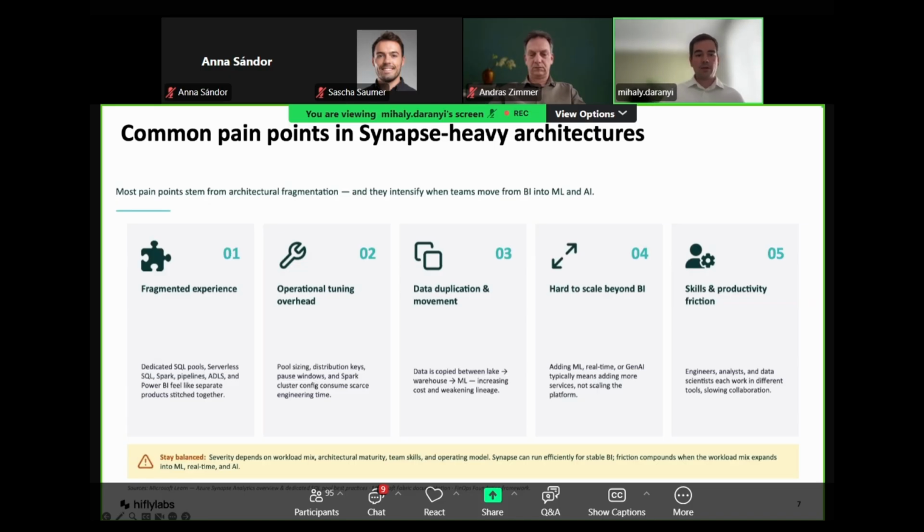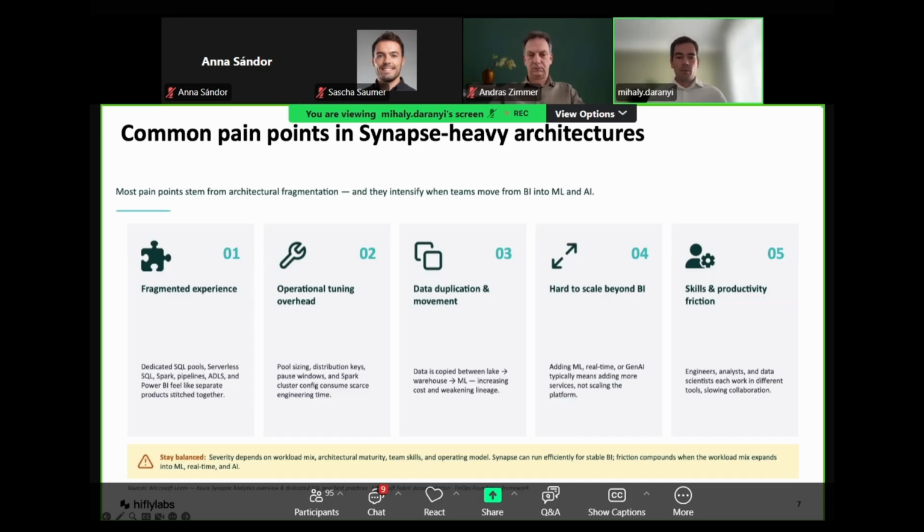And the fifth one, the skills and productivity frictions. Engineers, analysts, and data scientists each work in different tools, slowing the collaboration, and it could be really frustrating at the end if you don't understand what kind of environments other colleagues use within a Synapse platform.